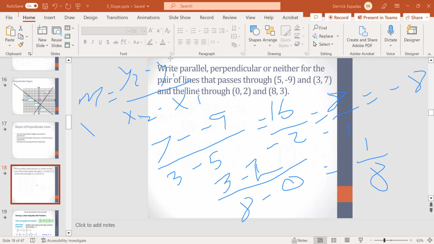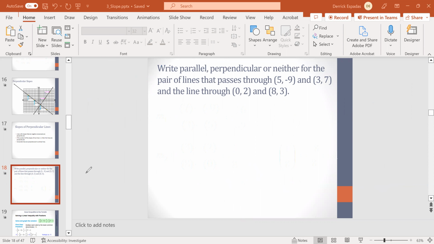So they're perpendicular because, remember I said if it starts with a negative, the negative becomes positive. This one is positive, and it's flipped. Where this is 8 over 1, we flipped it to 1 over 8. So these lines are perpendicular. Look at that. That's probably a lot easier way to do it. So those are two perpendicular lines.